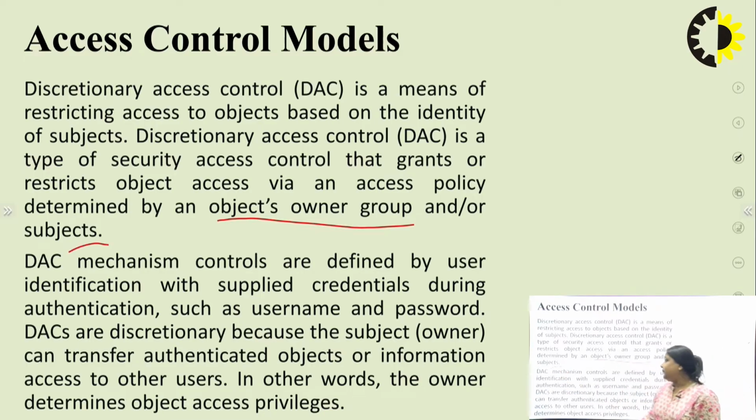The controls of this mechanism are defined by user identification with credentials supplied during authentication, for example, username and password. DACs are discretionary because the subject owner can transfer authenticated objects or information access to other users. That means the owner determines the object access privileges, that is, what part of the data a user can see or use.